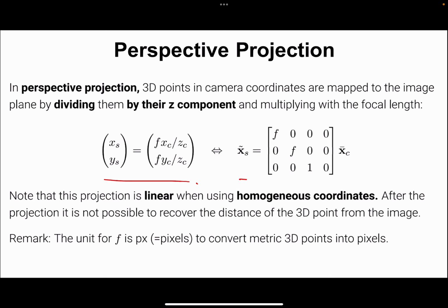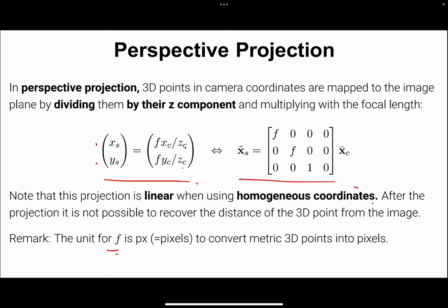In mathematical form, in matrix form, we can rewrite this like this. And note that this projection is linear when using homogeneous coordinates. After the projection, it is not possible to recover the distance of the 3D point from the image. That is definitely true, right? From only xs and ys, we cannot recover zc because there's no clue to recover zc.